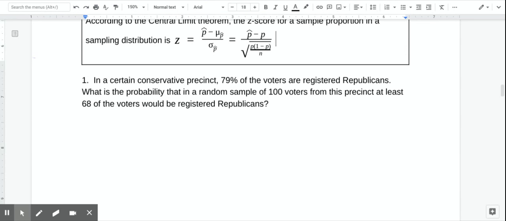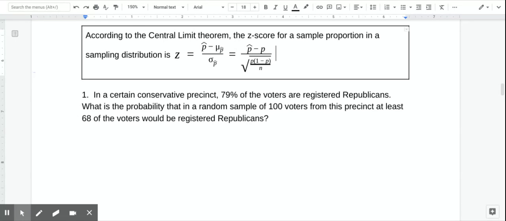And you'll know that it's proportions because the problem is going to talk about proportions, whereas in our other problems we're talking about means. So I'm going to show you how to do this one by hand, and then I'll show you how to do stuff on the calculator. So in a certain conservative precinct, 79% of the voters are registered Republicans. We can pretend this is Williams County because that's probably just about accurate. We want to know what's the probability that in a random sample of 100 voters, at least 68 would be registered Republicans. So we're going to just draw this real quick.